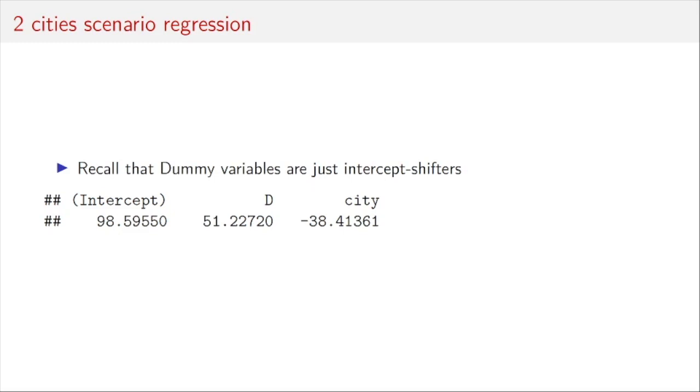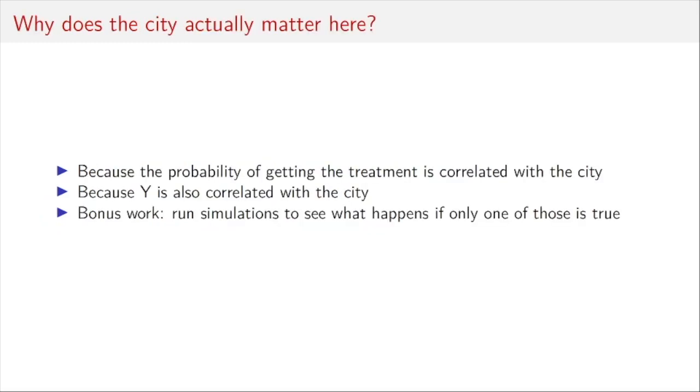And city shifts the intercept for everyone in the second city. On average, the second city has incomes lower by $38. So why does the city actually matter here? Mathematically, what is the problem? It's that the probability of getting the treatment is correlated with the city. And because y is also correlated with the city, this creates some endogeneity. If you enjoy running simulations, you can try to see what happens when only one of these problems happens.